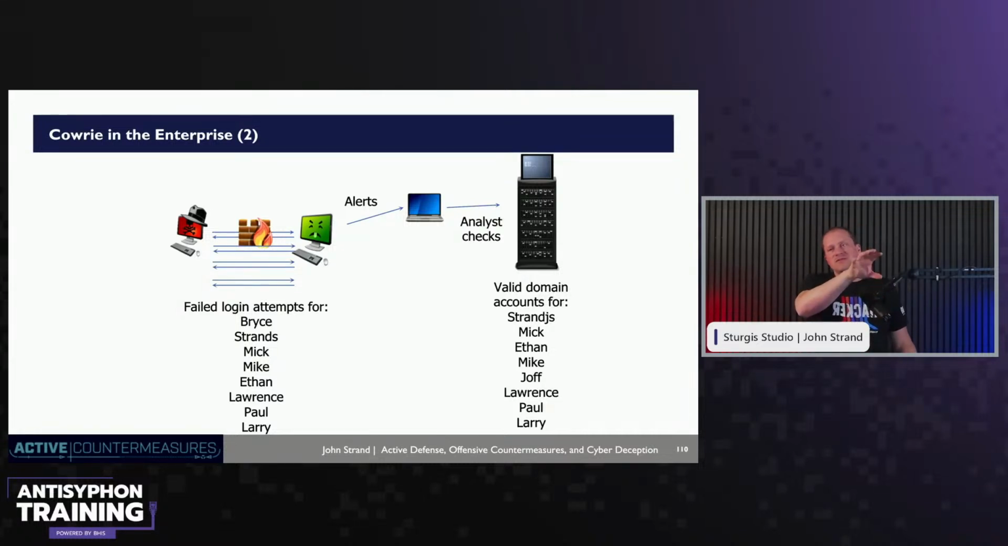So if I have a bunch of valid user accounts like Bryce, Strand, S, Mick, Mike, Ethan, Lawrence, Paul, Larry, and I have valid domain accounts, I now know that I'm dealing with a targeted attack coming against our environment. I am not dealing with some weird script kiddie that is trying to go after root and Tor and admin, whatever default creds that they run into. We're now looking at this where we are seeing them come after direct connections as well.